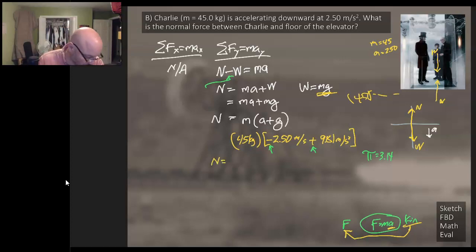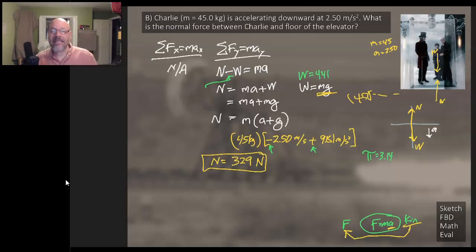Okay, now once we do that, let's get some numbers here, and I find that my normal force turns out to be 329 newtons. Now the actual weight, if we calculate that, which I forgot to do, I'm going to pull up my other gizmo and get that really quick. 45 times 9.81. The actual weight is 441. So the normal force is less than his weight.